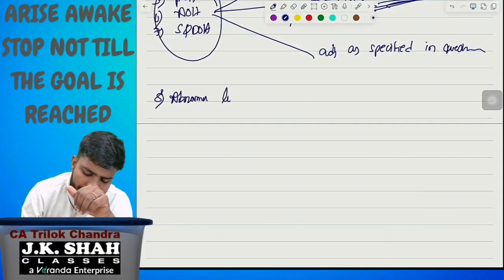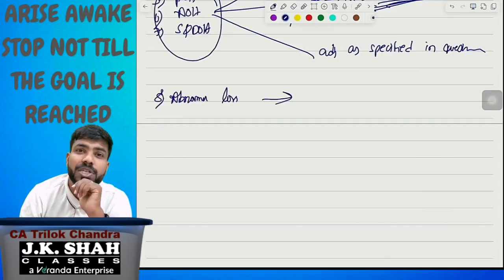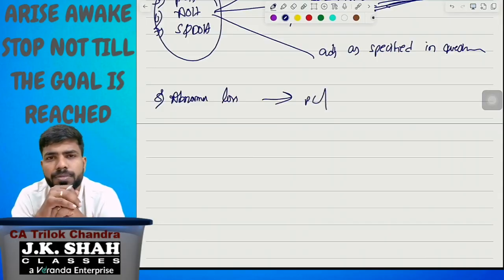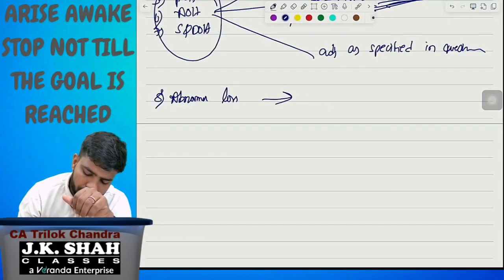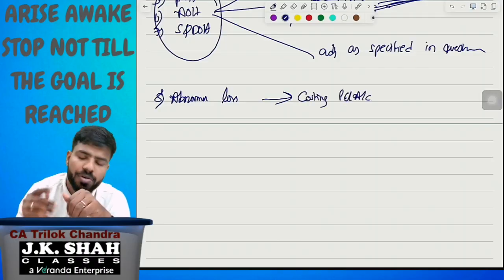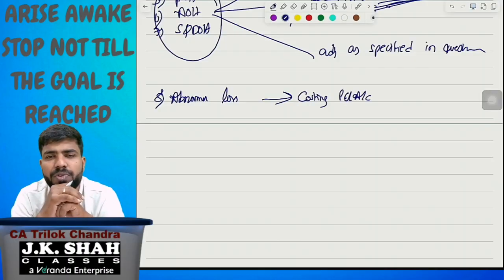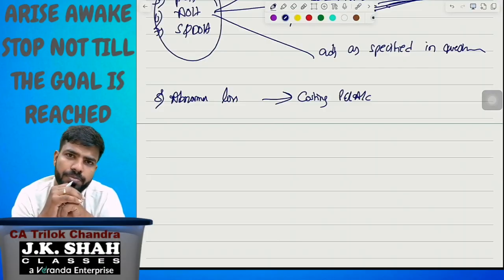You tell me, the balance in abnormal loss will be transferred to which account? Automatically the costing P&L account. Okay, we'll be transferring it to the costing P&L account. The balance in abnormal loss will be transferred to the costing P&L account.